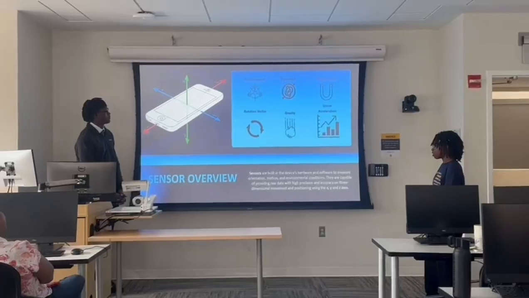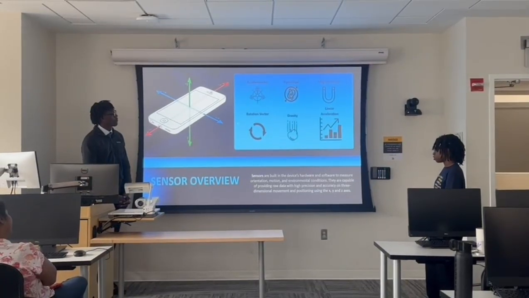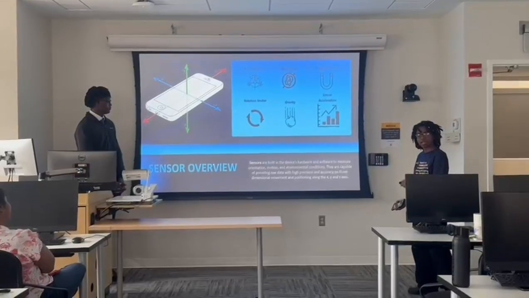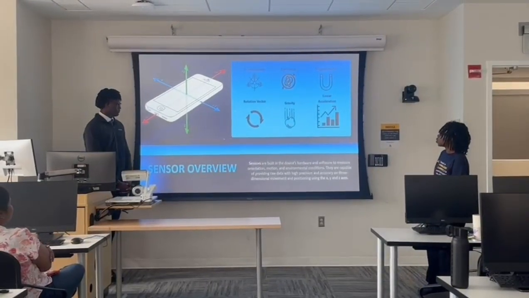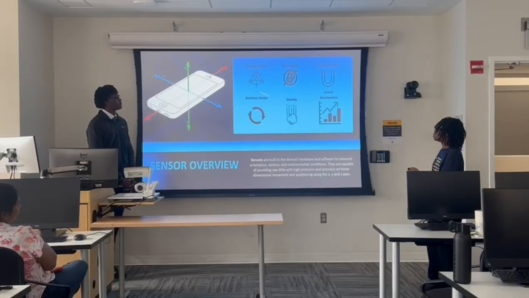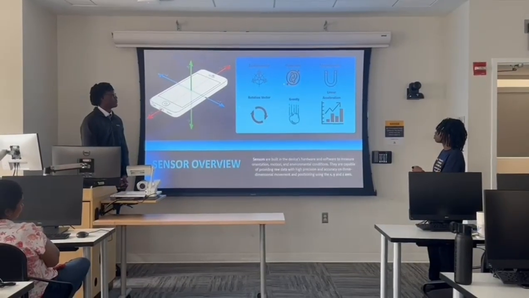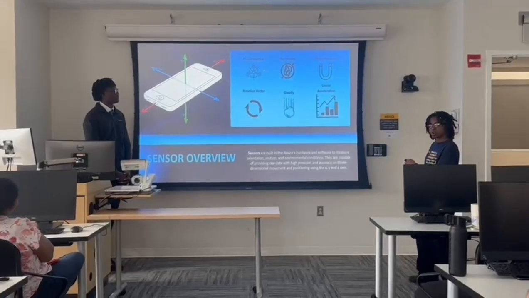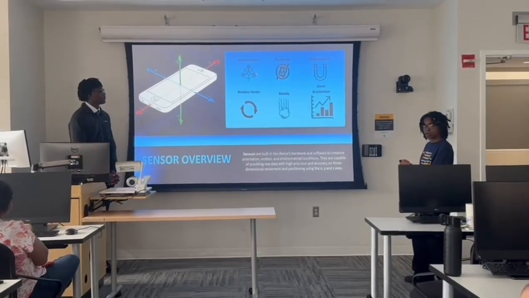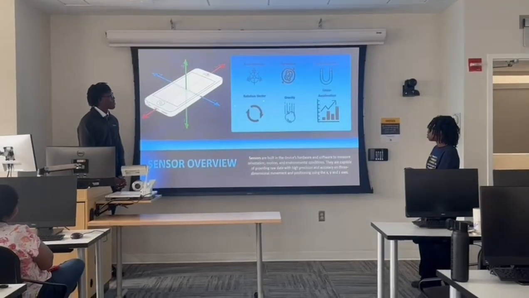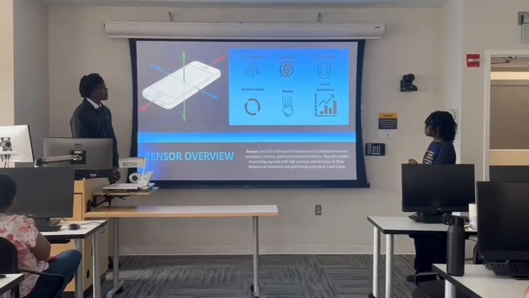They are capable of providing raw data with high precision and accuracy on 3-dimensional movement and positioning using the X, Y, and Z axis. So, as you can see, again, we have 6 senses. The most important ones are up here, the 3 most important ones, which are accelerometer, gyroscope, and magnetometers, which we will go over the data later on, but there are other sensors such as rotation vector, gravity, and linear acceleration.